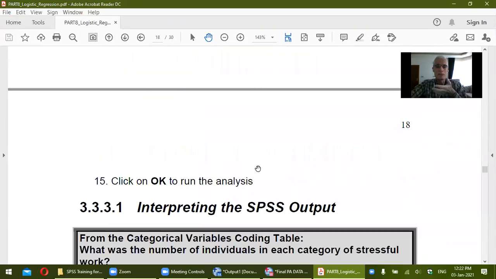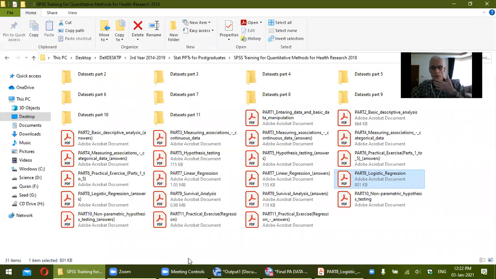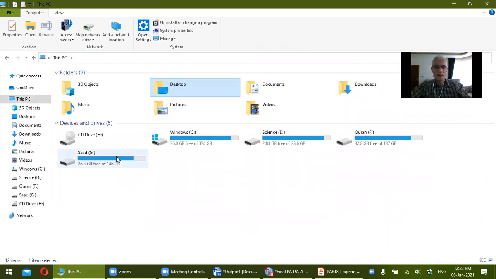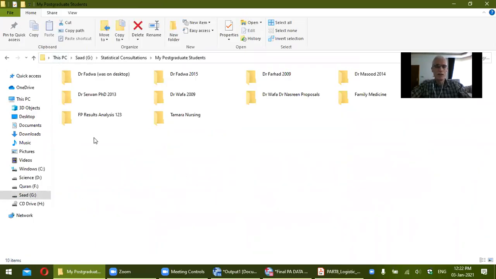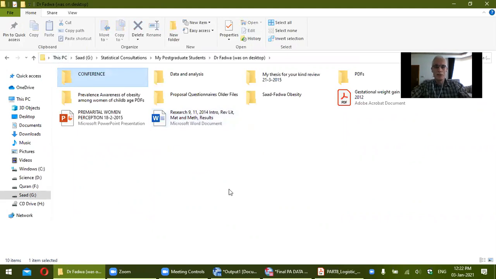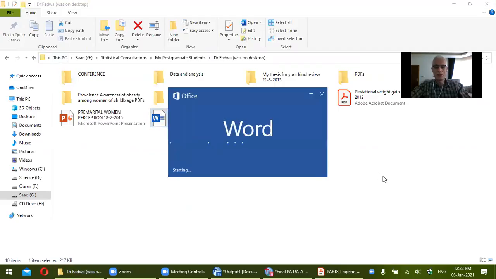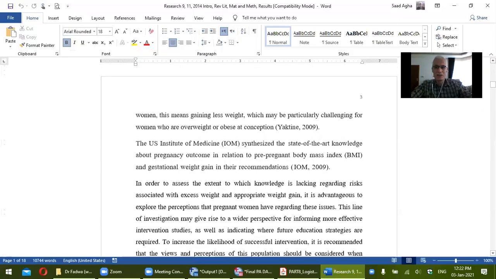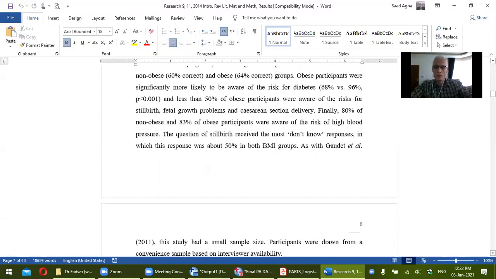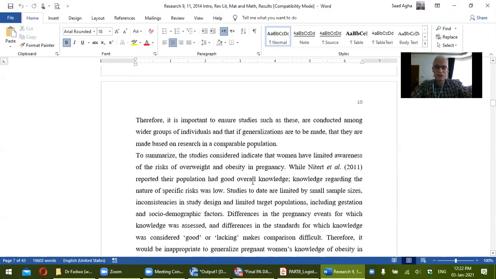Here is another example. Let me show you, we are almost finishing, what I have done in a thesis. In one thesis I showed this. Let's see the result here. This was a study about knowledge of weight gain during pregnancy. The last result was a logistic regression.